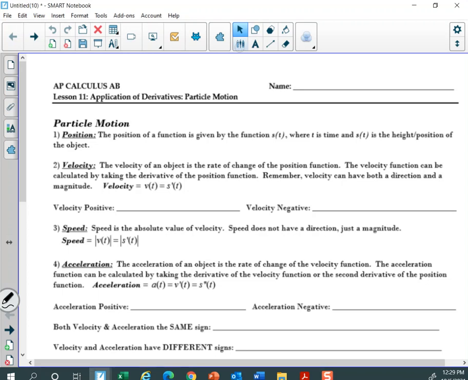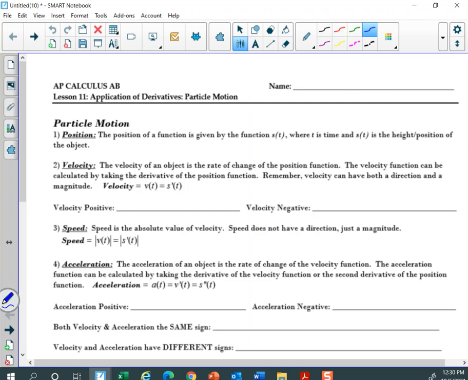Alright, this is our video for lesson 11 for AP Calculus. This is when we're going to start talking about some applications of the derivative, specifically in terms of particle motion. So this will line up nicely with some of your experiences in physics, and for some of you maybe hopefully make some of the things you did in physics a little clearer.